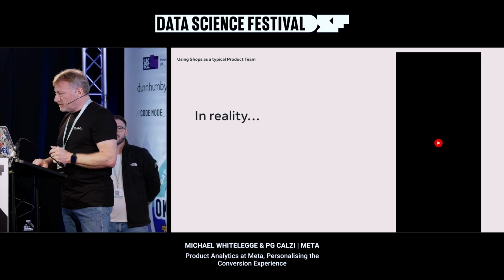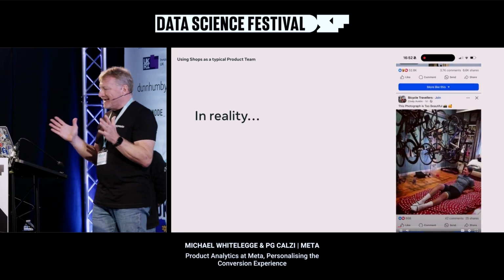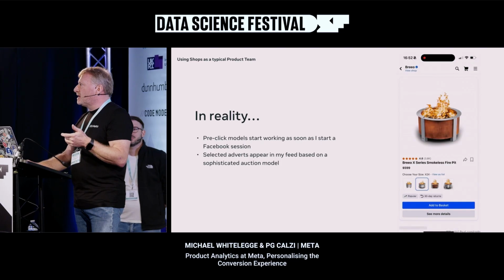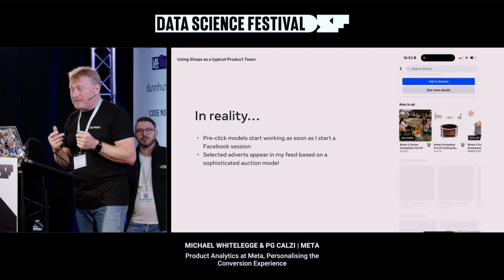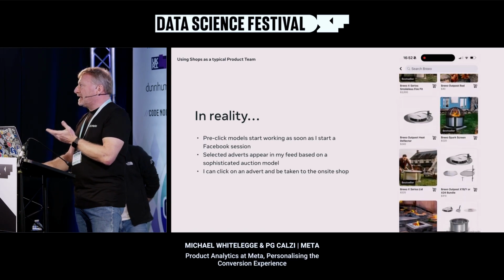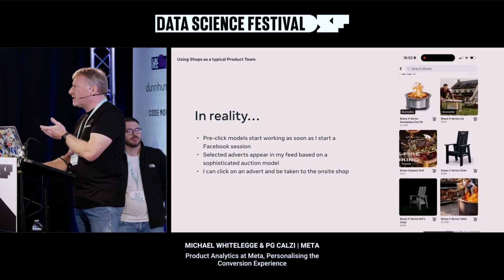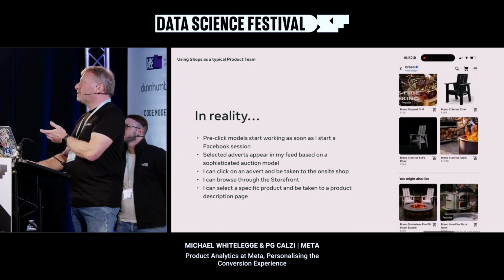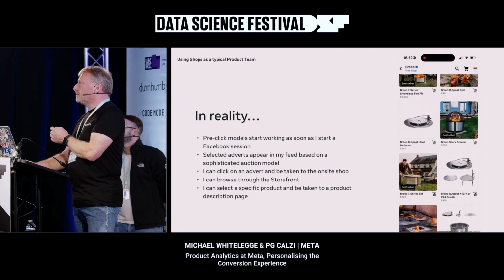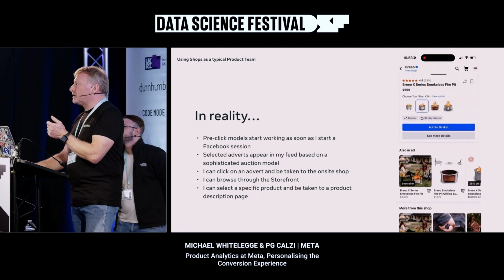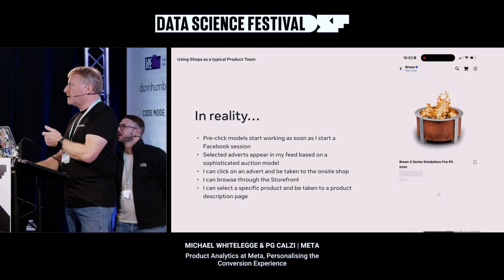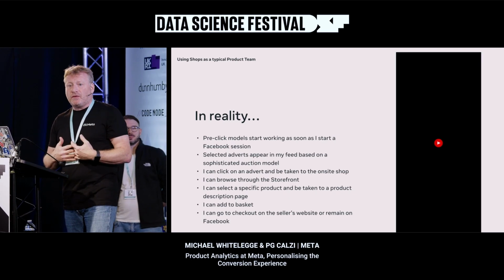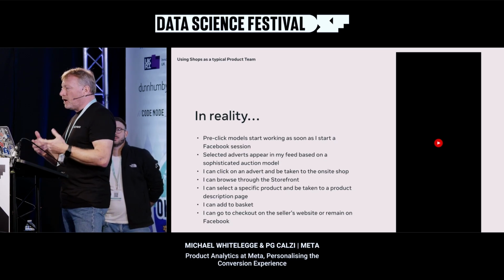So in reality, hopefully this is my actual feed. I'm working through here, so I've got some pre-click information as my journey starts. I'm obviously looking at fire pits at the moment, so it keeps popping up on my feed. This pops up, I can click through, so we've gone into the online shop, I'm on the storefront, browsing through it. I must scroll very slowly. I pick a specific product, and it takes me to that product page, and I can choose whether to add that to my basket, and whether to check out on the on-site shop or on a retailer's website.